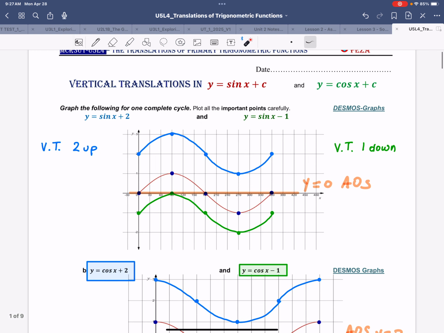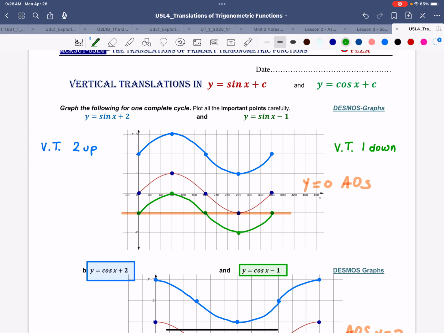So when you look at the transformations, when we add a 2 to the function, then the axis of symmetry, as you can see, has moved from y equals 0 to y equals 2. And I'm just going to bring this one a little bit higher. You can see that the axis of symmetry has moved to y equals 2. And that is equal to the vertical translation. In a similar way, we can discuss the axis of symmetry for the second function, sine of x minus 1. You see that the axis of symmetry has moved with the function, and it has been brought down to y equals negative 1.